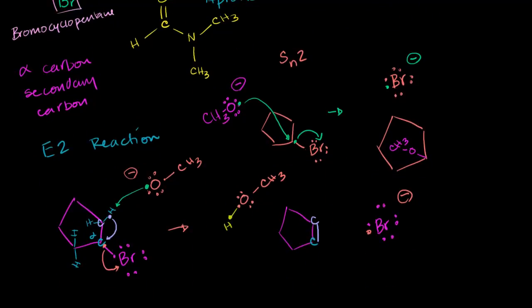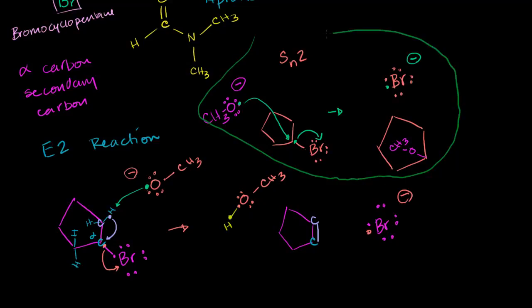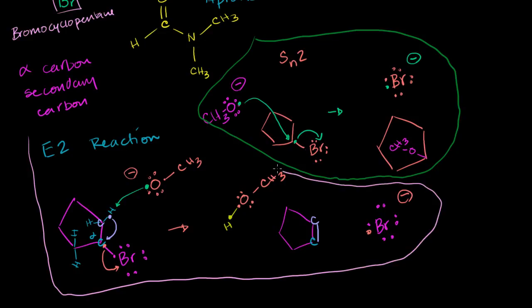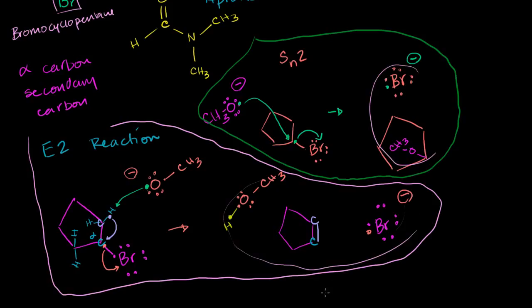Let me separate them out. Here's the SN2 reaction. You would have the SN2 reaction occurring in your vial or your pot or whatever you're making all of this stuff occur in. And you would also have your E2 reaction. So you would see some of all of those products and these products right over there.